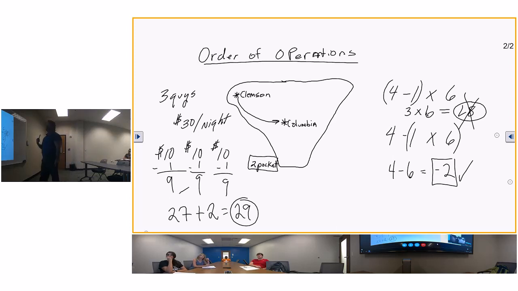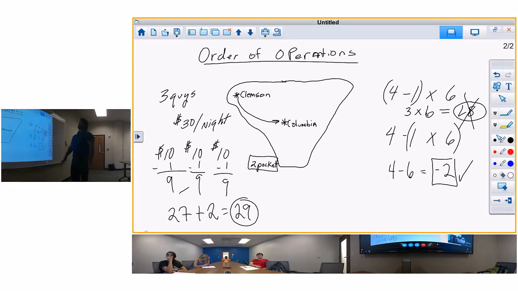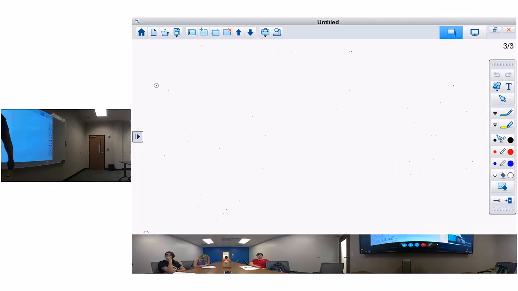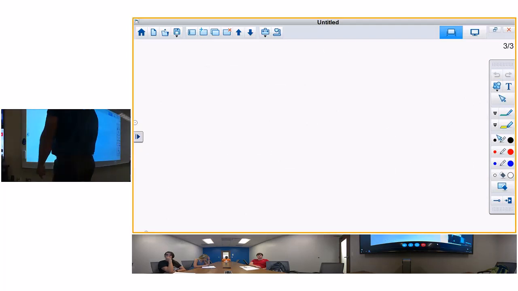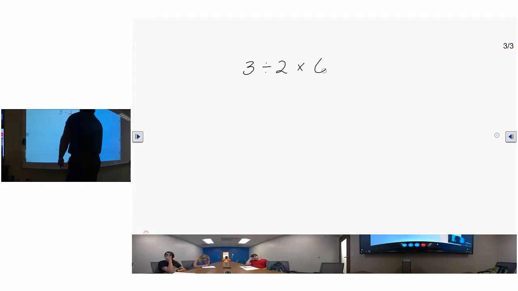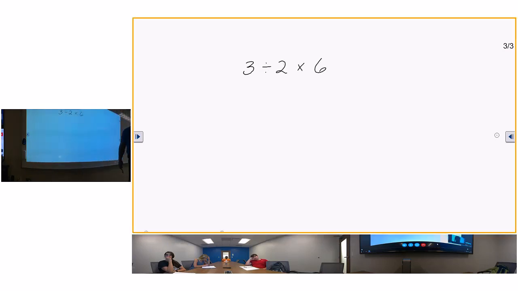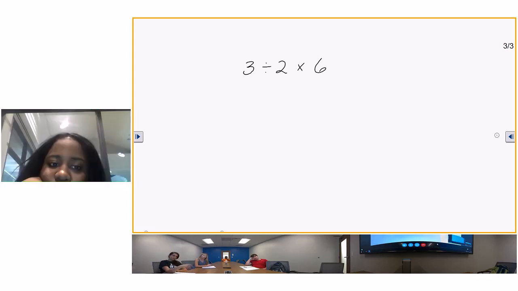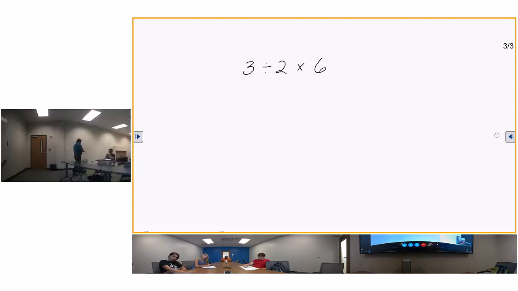How in the world can you tell what to do? Well, a lot of people say, well, all you got to remember is please excuse my dear Aunt Sally. No, that's not the answer. Because I can give you this number sentence right here. 3 divided by 2 multiplied by 6. All right, do that one. Do it on your paper. And I'll tell you what people do, and I'll tell you if it's right or not.